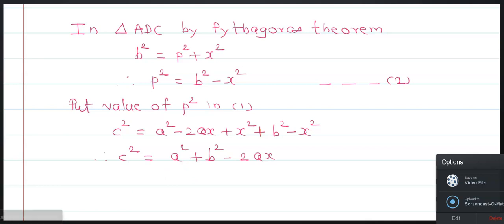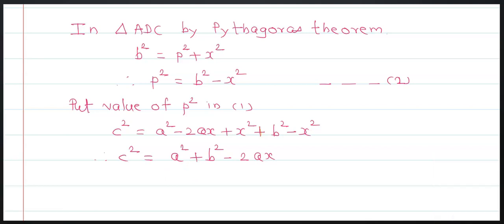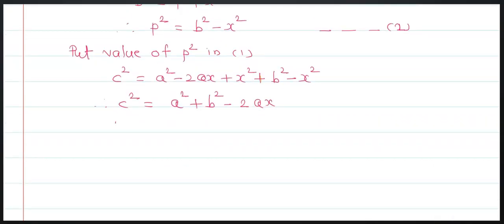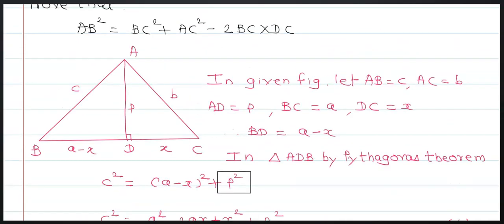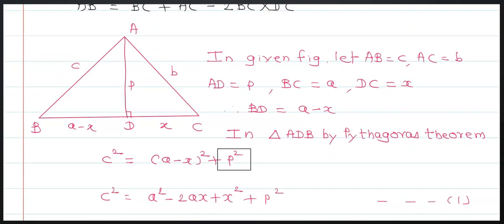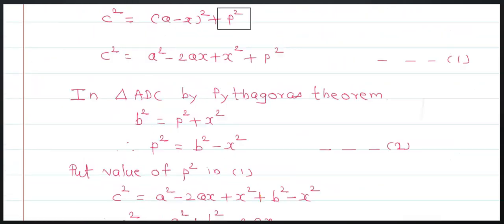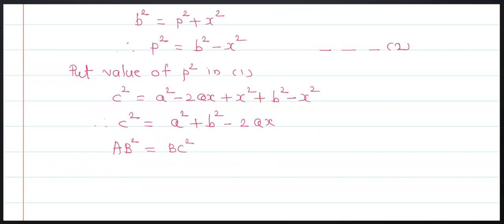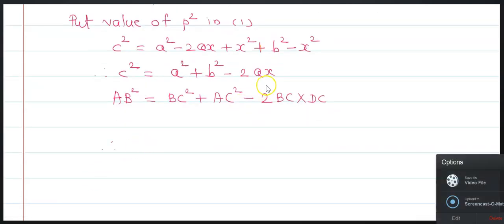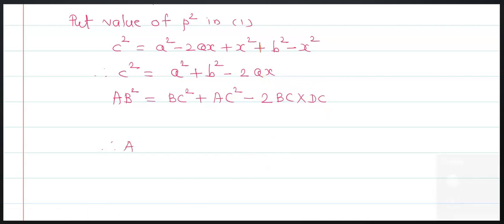Now the same thing is replaced here. C square means AB square. A square means BC square. And B square means AC square, minus 2A, again BC, and X means DC. This is what we want to prove.